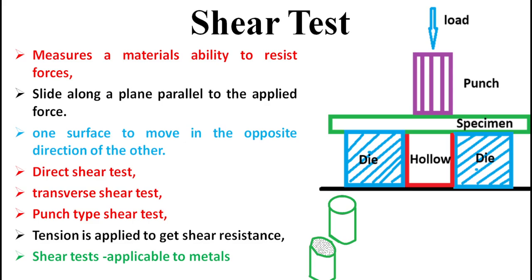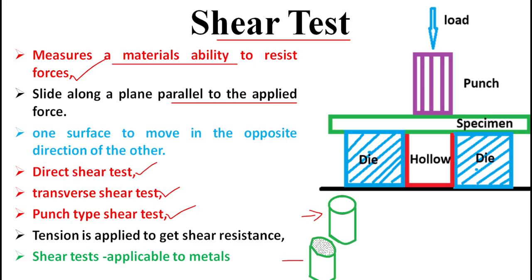Next is the shear test, which has three categories: direct shear test, transverse shear test, and punch type shear test. The shear test is used to measure a material's ability to resist forces that slide along a plane parallel to the applied forces, with one surface moving in the opposite direction of the other.